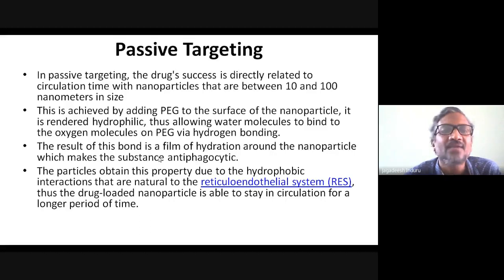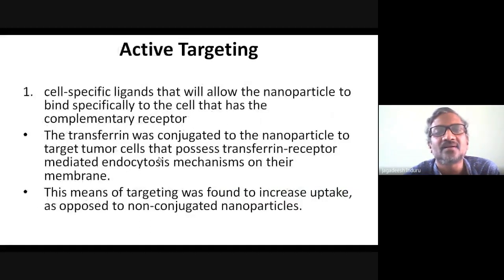In active targeting, we are using specific moieties, chemical structures that have a conjugation with specific receptors, which take the drug to the particular organ, site, or cell only, so that its concentration is increased. We have already discussed this.